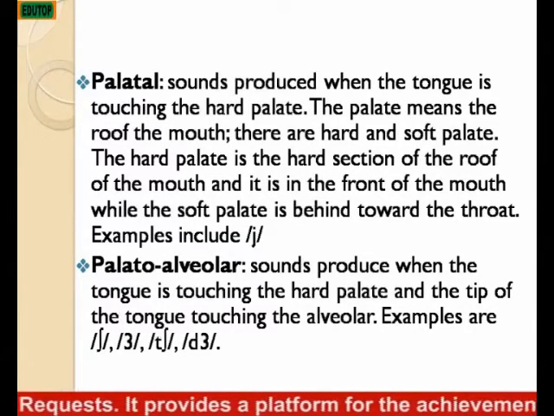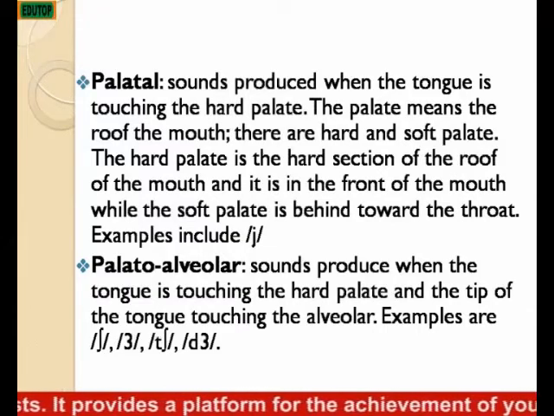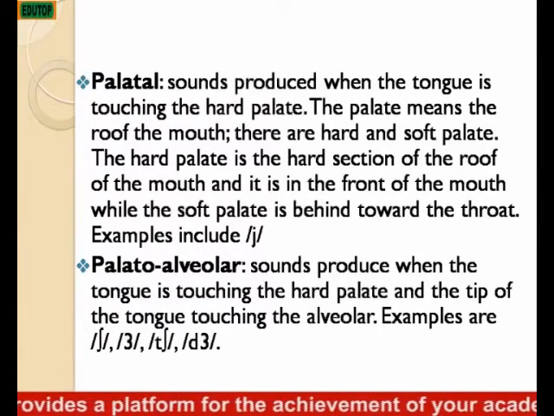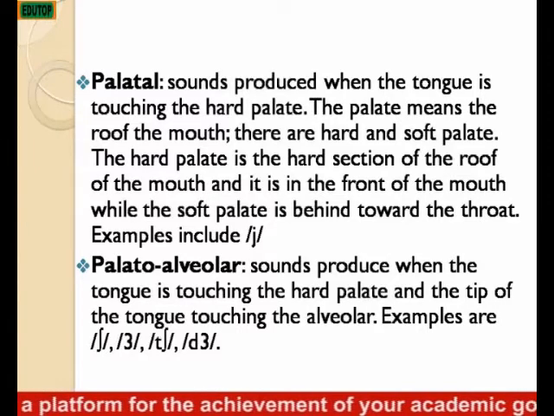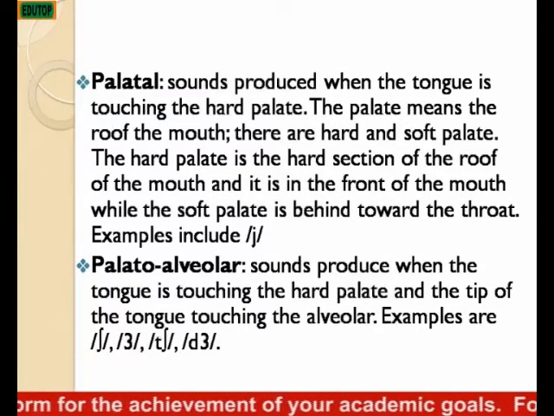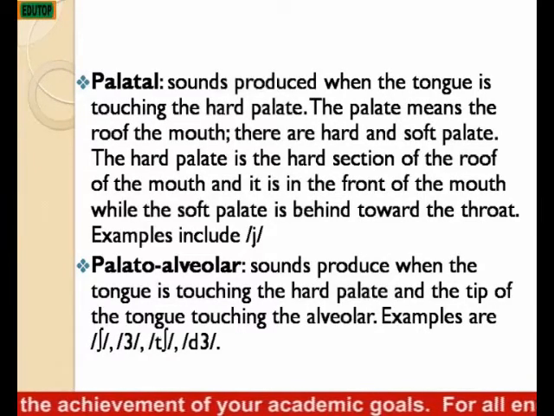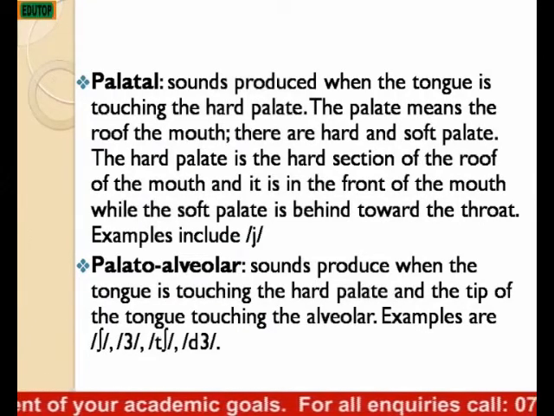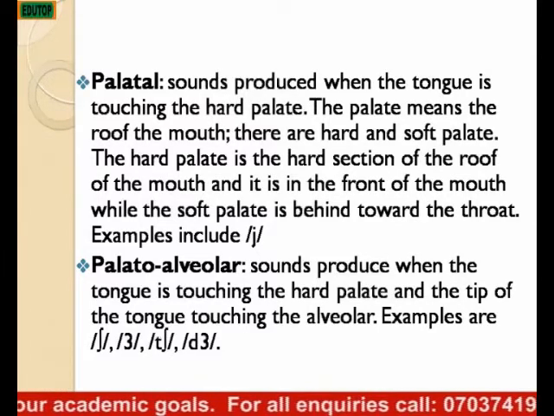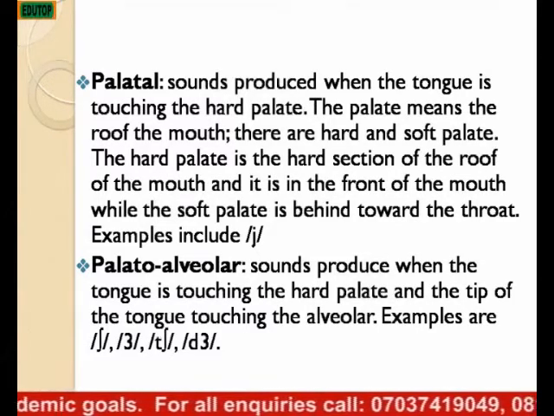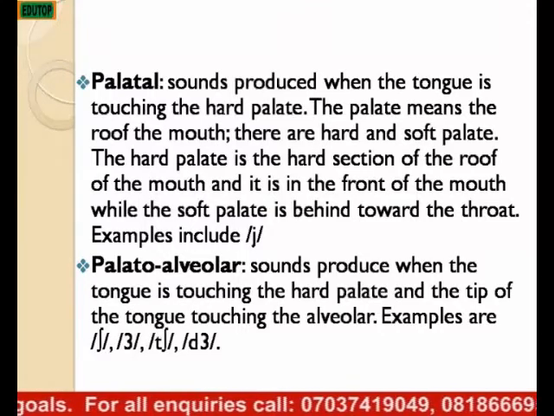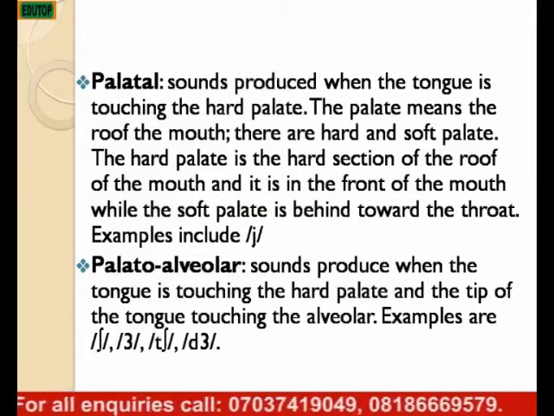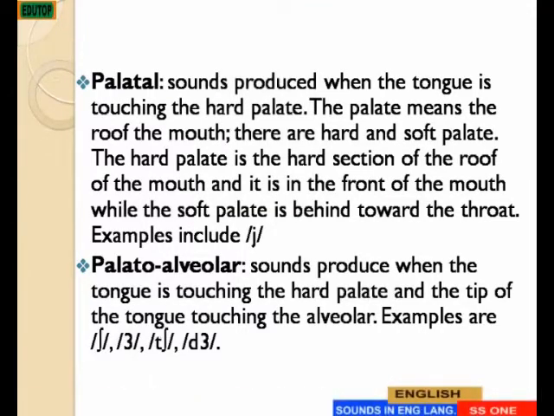The next one is palato-alveolar. Palato-alveolar sounds are produced when the tongue is touching the hard palate and the tip of the tongue is touching the alveolar. So we have the tongue touching two parts of the mouth at the same time. The body of the tongue is raised towards the hard palate, while the tip of the tongue is touching the alveolar ridge. Examples are sh, j, ch, and j.